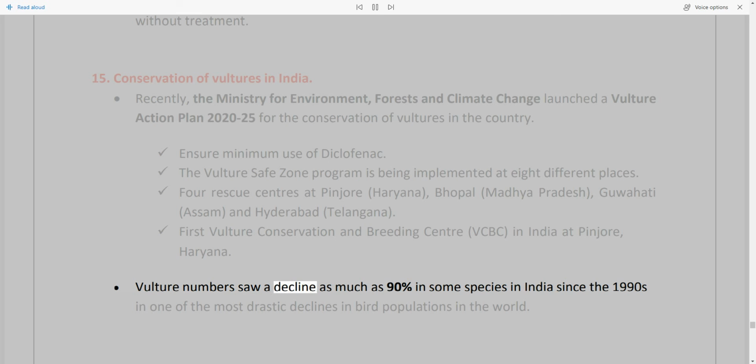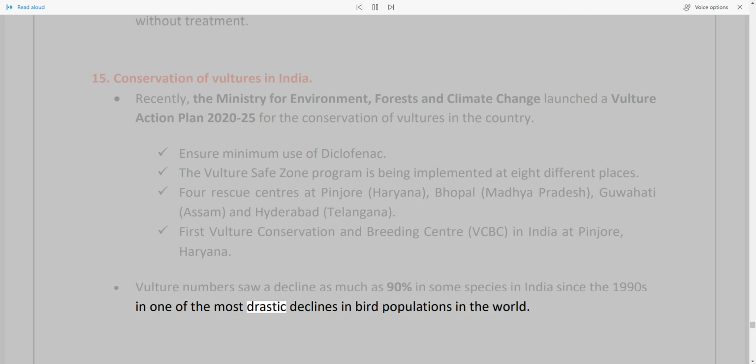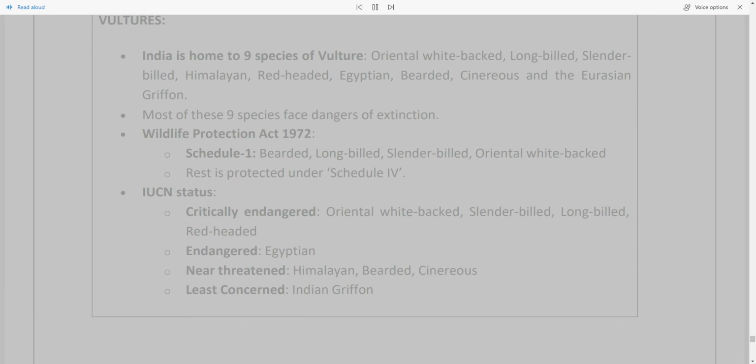Vulture numbers saw a decline as much as 90% in some species in India since the 1990s, in one of the most drastic declines in bird populations in the world. Vultures. India is home to 9 species of vulture: oriental white-backed, long-billed, slender-billed, Himalayan, red-headed, Egyptian, bearded, cinereous, and the Eurasian griffon. Most of these 9 species face dangers of extinction.